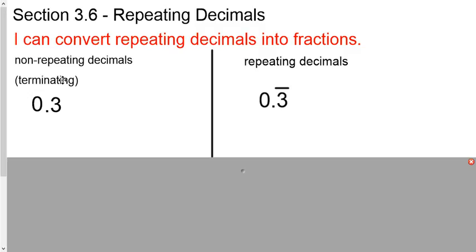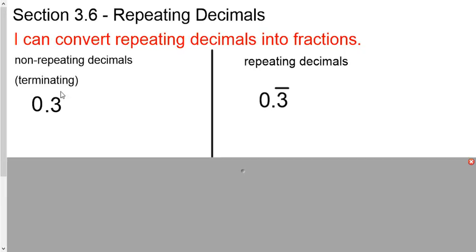At this point, you should already know how to change non-repeating decimals, or sometimes we call them terminating decimals because they just stop, into a fraction. What we're going to focus on is how do we change the repeating decimals into a fraction, and then we'll prove that it actually works. So first off, how about a little refresher?